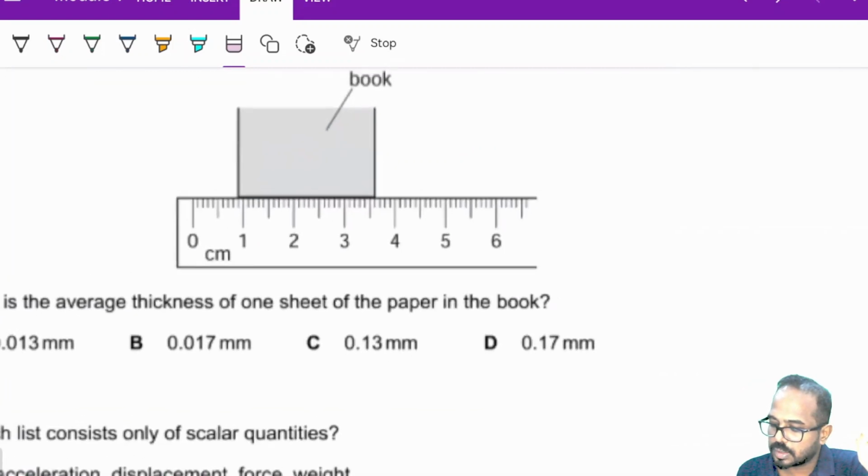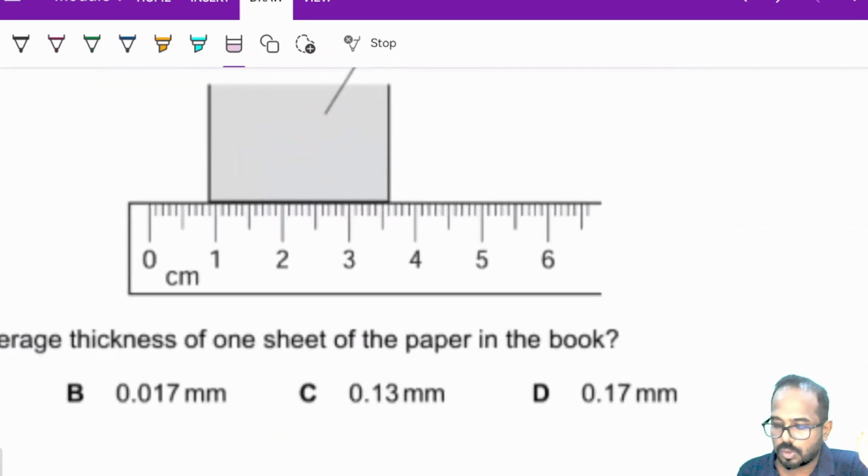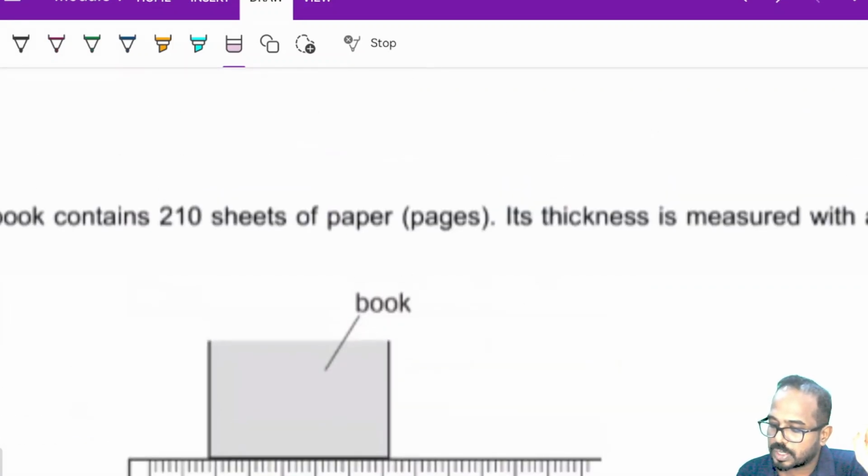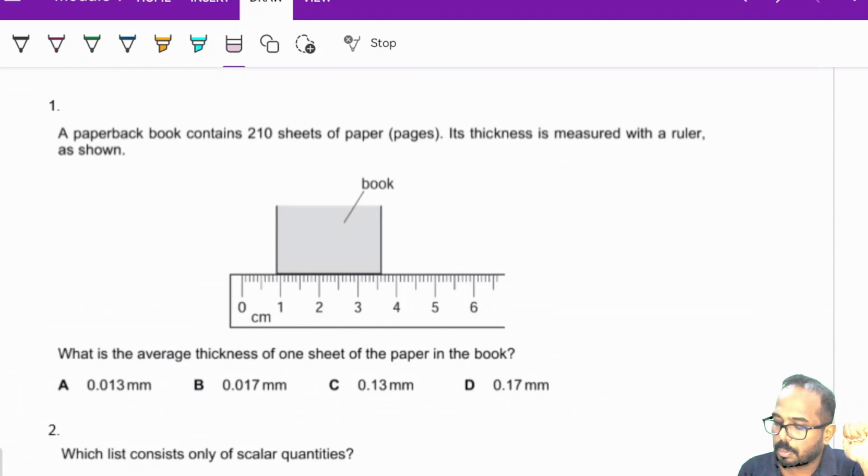So if you can see that it is not starting from 0, it is starting from 0.9, right? 0.9 centimeter. Then it is measuring up to 3.6, correct? So this is the thickness of 210 sheets of paper. So number of sheet is, you can take it as n is equal to 210. Okay, total 210 number of sheets are there. You need to find the thickness of one sheet.